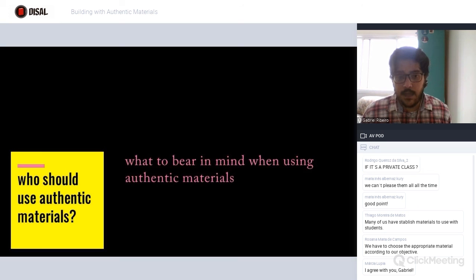But also because it is easier to use authentic materials if you do not have to worry that much about the language itself.